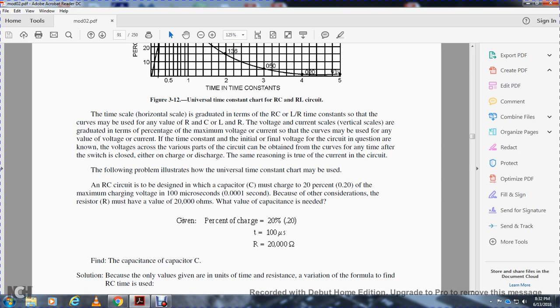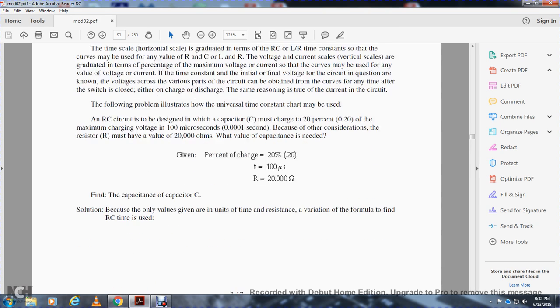The following problem illustrates the universal time constant chart. An RC circuit is designed so that the capacitor must be charged to 20%, or 0.2, of the maximum charge in 100 microseconds. Given this, the resistor must have 20,000 ohms. To find the value of the capacitance for the percentage of 20%, the time is equal to resistance times capacitance, in 100 microseconds, or 1,000ths of a second.